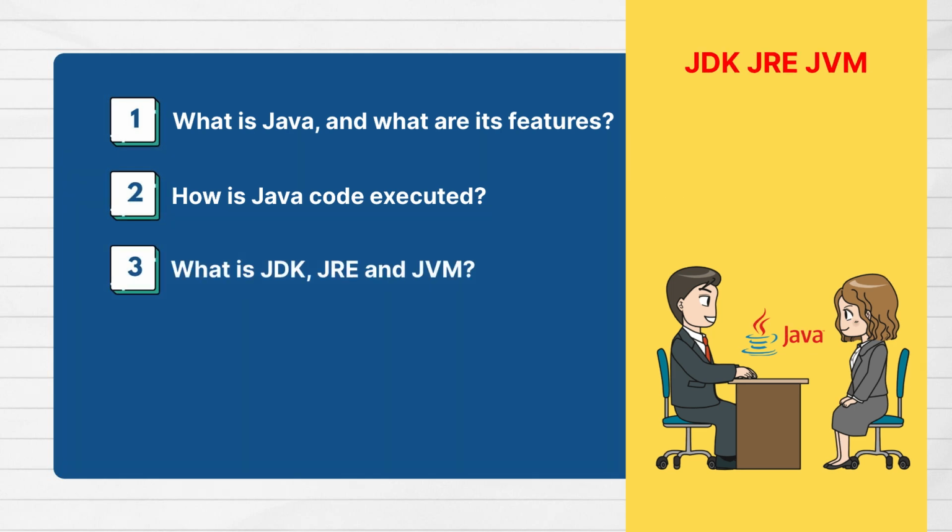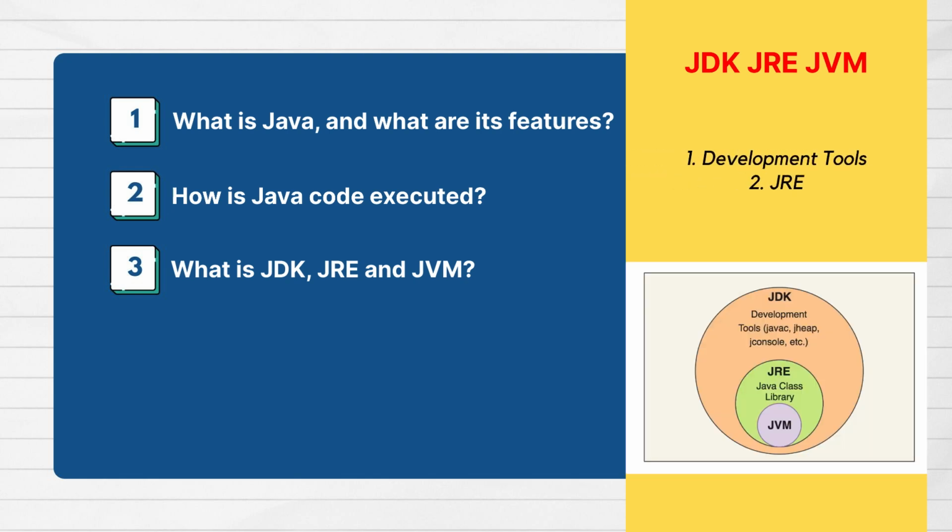What is JDK, and what is the difference between JRE and JVM? JDK, or Java Development Kit, is a kit that provides the environment to develop and execute the Java program. JDK includes 2 things: 1. Development tools, to provide an environment to develop your Java programs. 2. JRE, to execute your Java program.